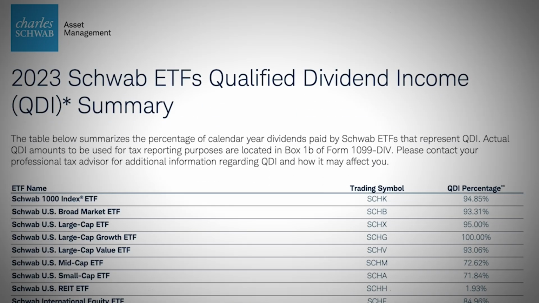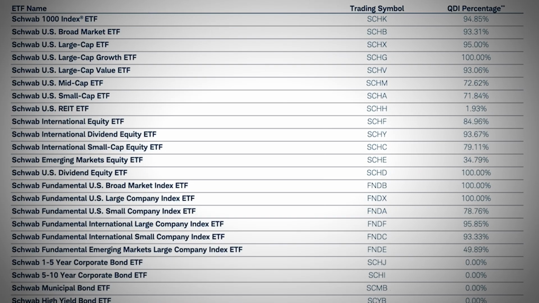Yes, there are many more factors you could look into and compare among many different funds, but to keep things simple, we're going to use this, and as I showed you on the Charles Schwab page, it has a 100% qualified dividend income percentage.